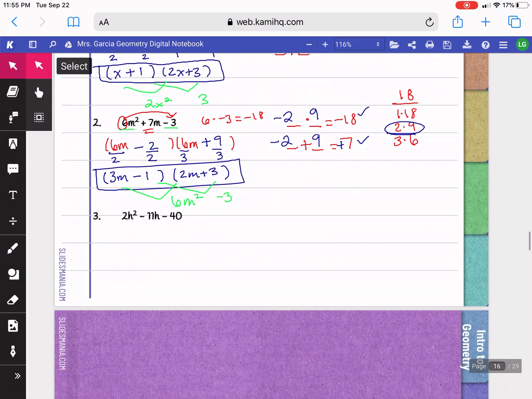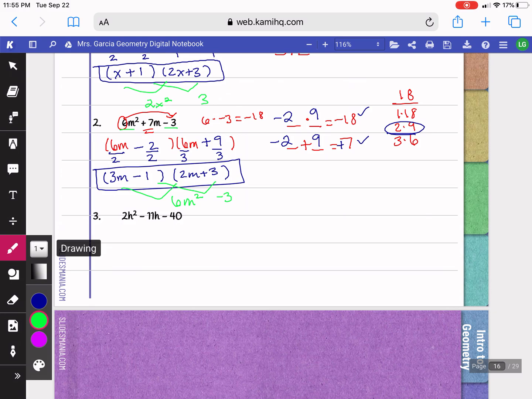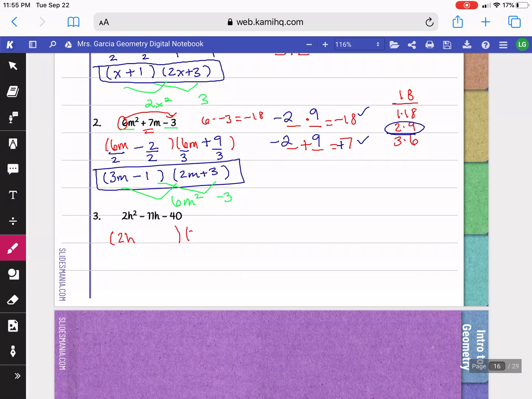Our last problem, they're using the letter H, so I'm going to go ahead and set up my factors here. Both of them are going to start with a 2H this time. And now I'm going to do my first step where I multiply A times C. So 2 times negative 40 equals negative 80.